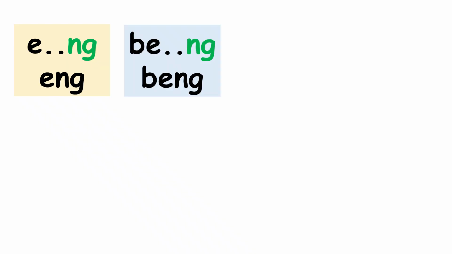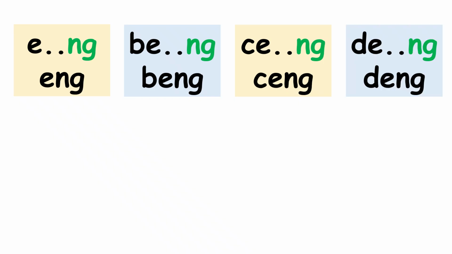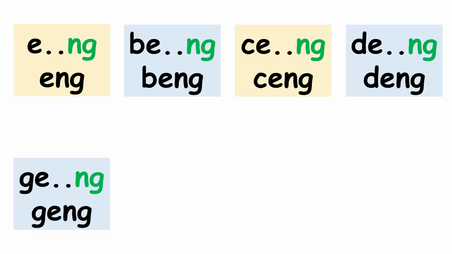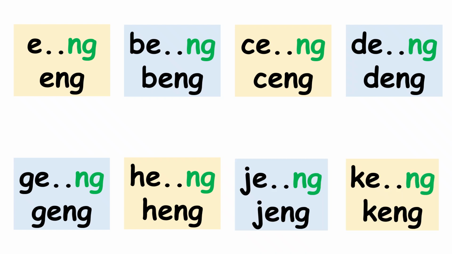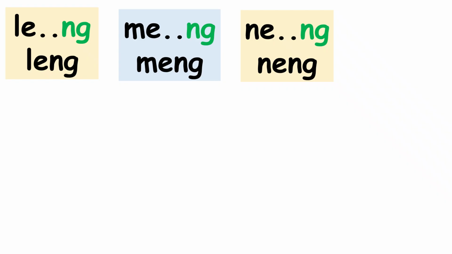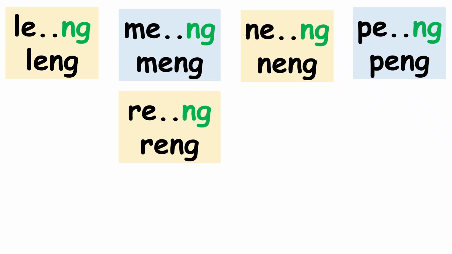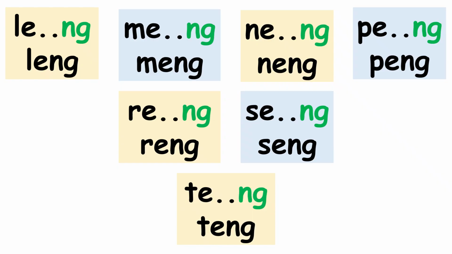Now, let's read some suku kata with eng first. Beng, cheng, deng, geng, heng, zheng, keng, leng, meng, neng, peng, reng, seng, teng.